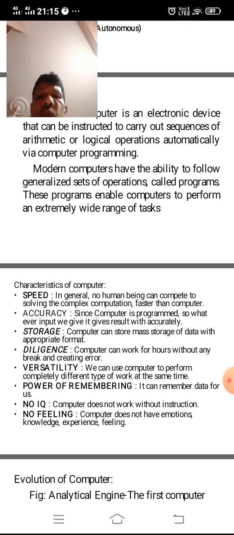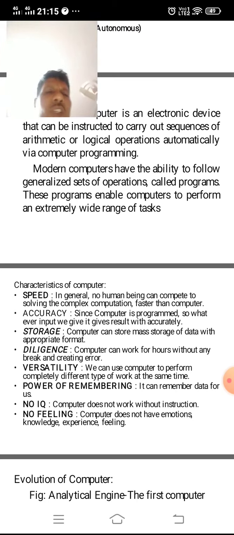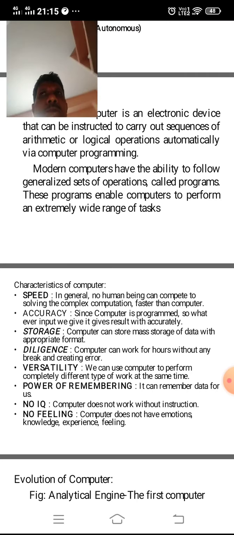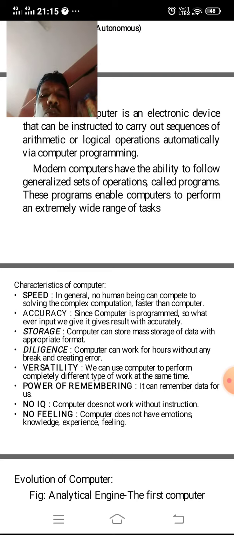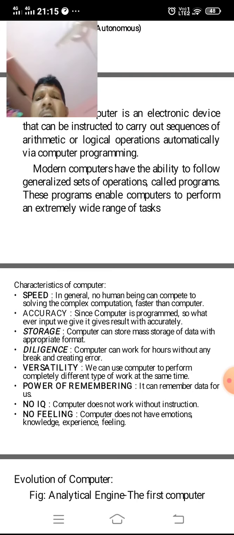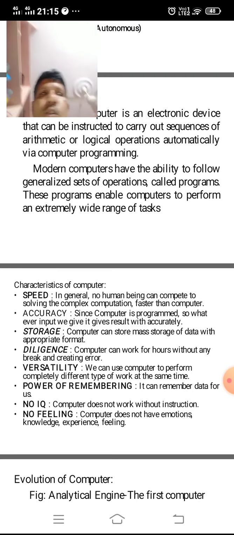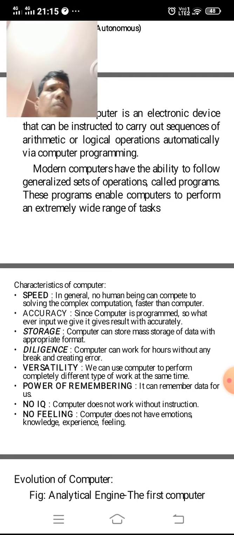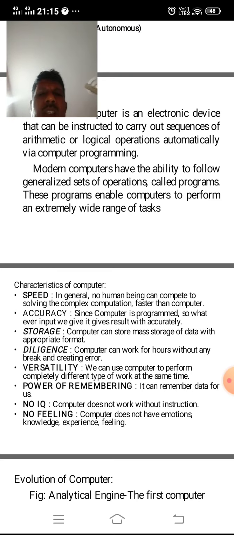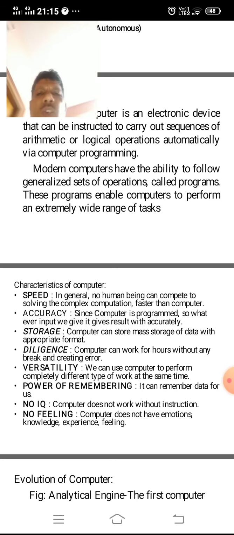But two more limitations are there. That is no IQ. Intelligence quotient, there is no intelligence quotient for computers. That means computers cannot think on their own. Computers work based on the programs which are loaded into them. That means computers don't have IQ, and there is no feeling. Human beings have emotions and feelings, but computers don't have any feelings. These two are limitations of computers.